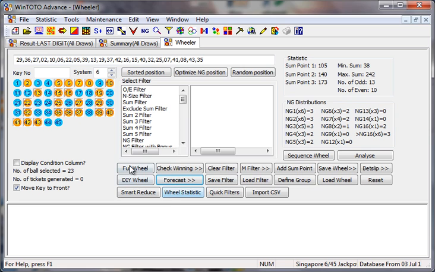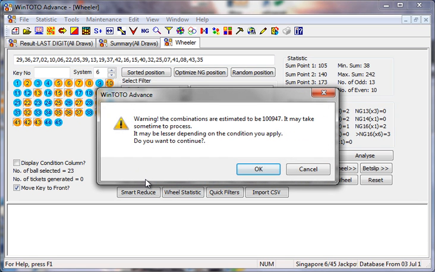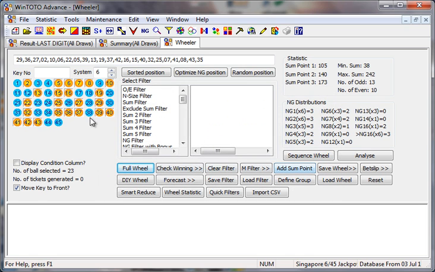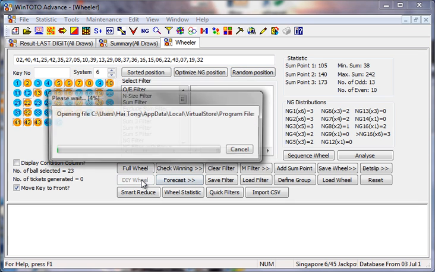Now, supposing out of these 23 numbers, you're going to buy the full wheel, as you can see over here, it will cost you a lot of money, which I don't encourage. It will cost you easily 100,947 tickets. Wow. It will cost you 50,000 to play, which I don't encourage. So all you need to do is go into this thing. You can actually random it if you want to. Go into the DIY wheeler.